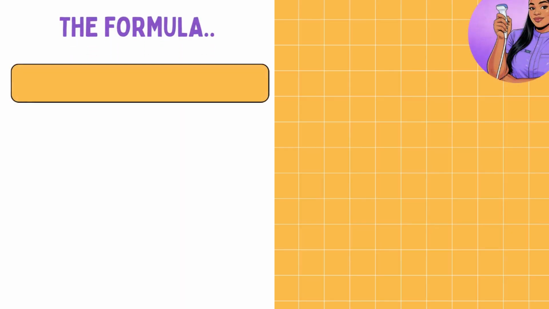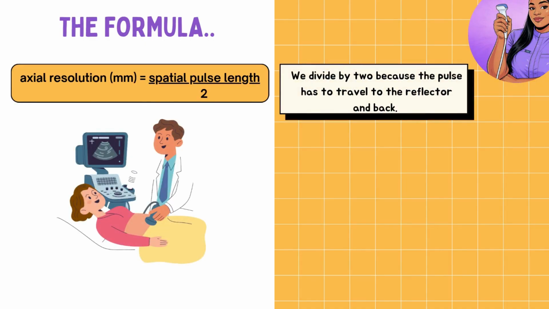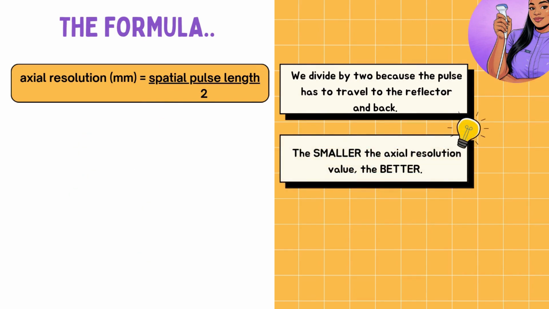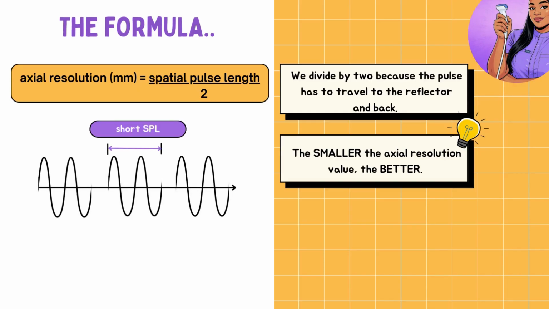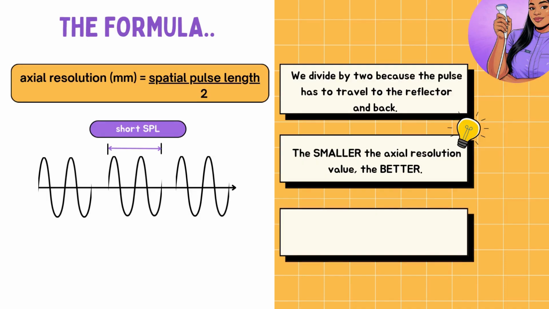So now that the story of pulse length makes sense, here's how we measure it. Axial resolution is equal to SPL divided by 2. We divide by 2 because the pulse has to travel to the reflector and back again. And here's the part that matters. The smaller the value of axial resolution, the better it is. So we want to keep SPL short because a short SPL equals a smaller axial resolution value, which equals a sharper image.